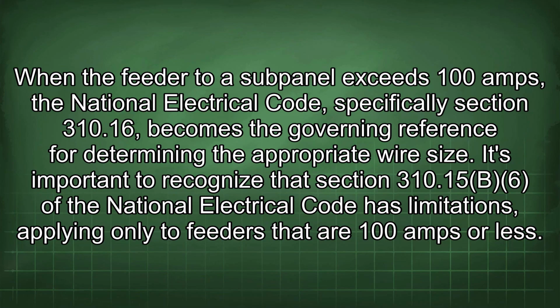When the feeder to a subpanel exceeds 100 amps, the National Electrical Code, specifically Section 310.16, becomes the governing reference for determining the appropriate wire size. It's important to recognize that Section 310.15(B)(6) of the National Electrical Code has limitations applying only to feeders that are 100 amps or less.